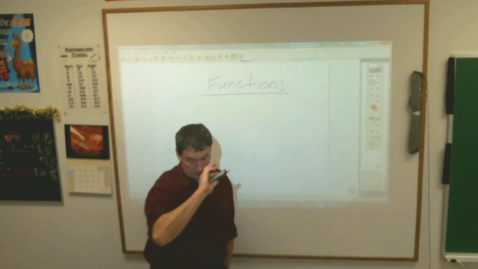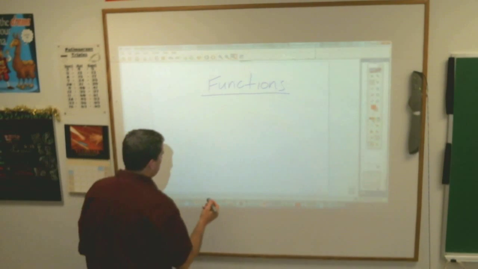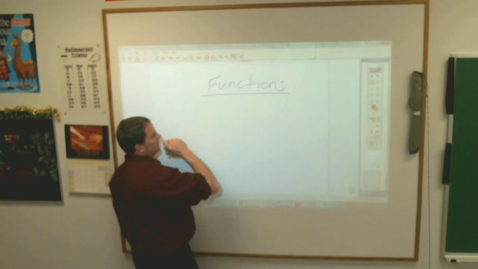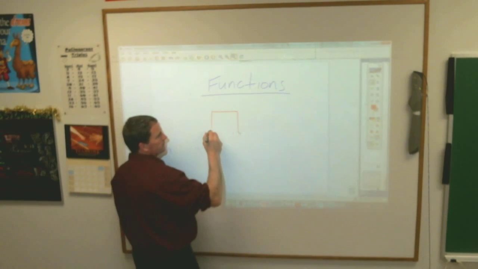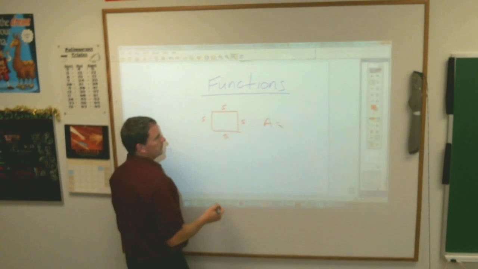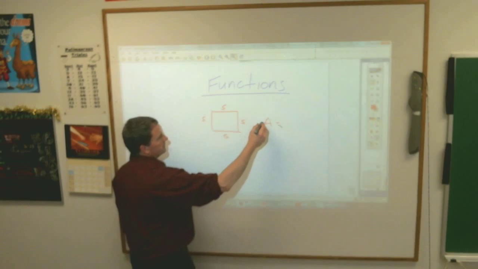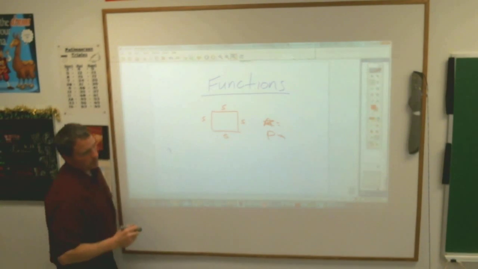Here's an example of a function. A function is like a formula. If you wanted to find the, let's say you've got a square. Did we do formulas of squares? We did, didn't we? Did we write down all these formulas? Okay, where the area of a square, oh wait, no, let's not do area. Let's do perimeter of a square. How do you find the perimeter of a square?